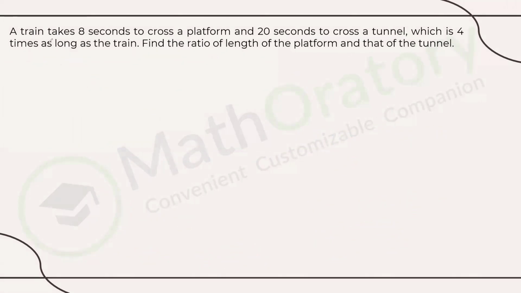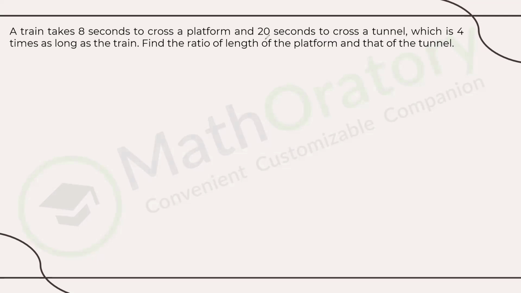Here we have a train taking 8 seconds to cross a platform and 20 seconds to cross a tunnel, which is 4 times as long as the train. So a relationship between the length of the tunnel and the length of the train has been given to us. The time taken to cross both the platform and the tunnel individually have been given to us, and we are looking for the ratio of the length of the platform and that of the tunnel. We have to assume in this question that the train is continuously moving at the same speed, although that is not mentioned out here, but otherwise the question doesn't make sense.